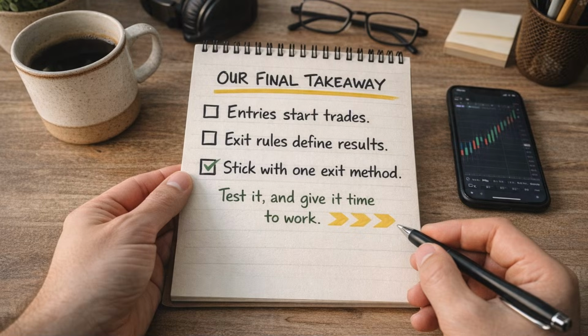Our final takeaway is simple. Entries start trades. Exit rules define results. Renko charts already give you clean structure. Your job is deciding how to respond when that structure changes. Choose one exit method, test it, and stick with it long enough to truly understand how it behaves.